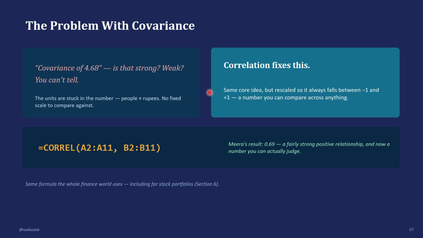We also talked about the problem with the covariance number: it doesn't tell us if it is strong or weak, you can't tell. So that's how correlation fixes this. Same core idea, but the value is always between plus 1 and minus 1, and a number you can compare across anything. So this is the correlation formula. In Mira's case, the correlation number is 0.69, which is a fairly strong positive relationship. And now it is a number you can actually judge.